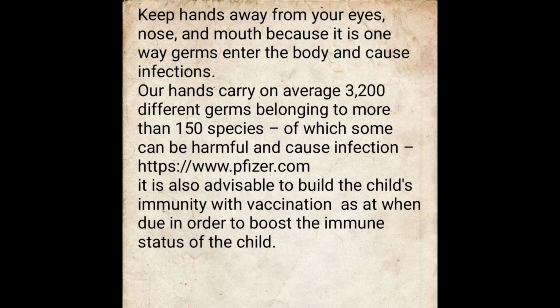It is also advisable to build the child's immunity with vaccination as and when due, in order to boost the immune status of the child. The adult too, as one has experienced, like one of my professors during my immunology class, Professor Taffen, would advise that one could be using prophylaxis, the antibiotic, to prevent all these autoimmune conditions, inflammations and what have you, but with the fear of antimicrobial resistance. One should try as much as possible not to allow any problem, inflammation, or infection to stay for too long. That should be my main concern.